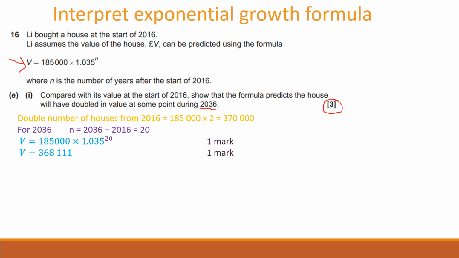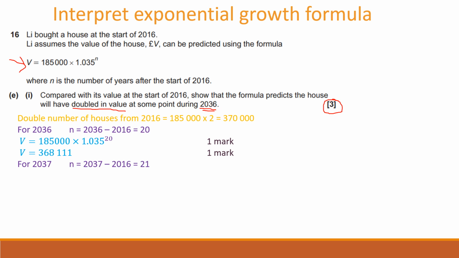2036, it says show that it has doubled in value at some point during this 2036. Now, in 2036, the double the amount is 370,000. Now we haven't quite made 370,000 in the year 2036. So we're going to look at what happens in 2037.